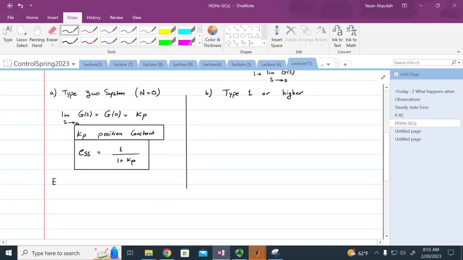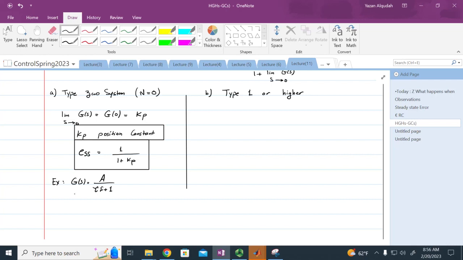Okay. So as an example, if I have G of S equal A over tau multiplied by S plus 1, what is the system type here? N equals 1? Is it 1? Nope, it's 0. Does everybody know why it is equal to 0? The system type here, who thinks it should be 1? Who does not know what the question means? This is a type 0 system.